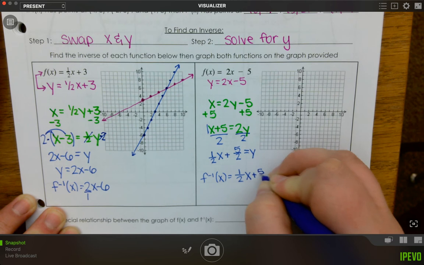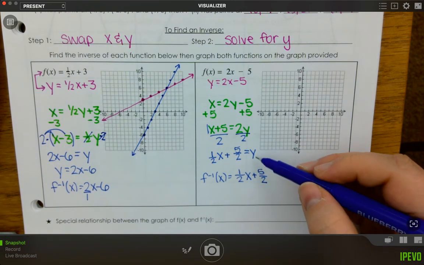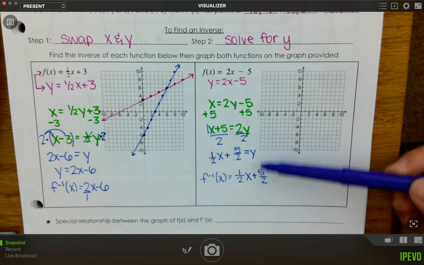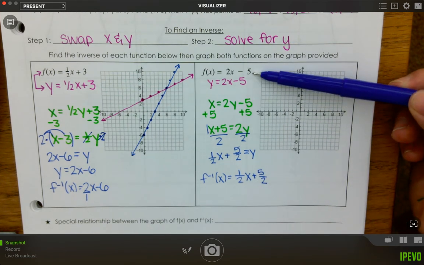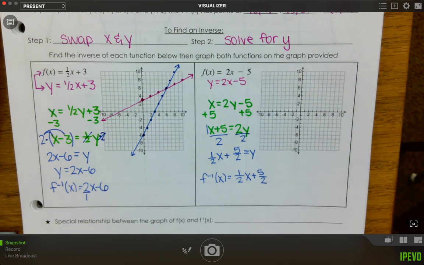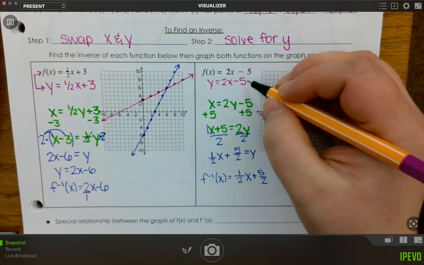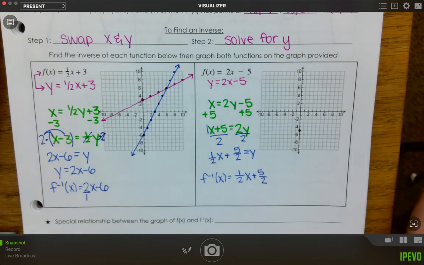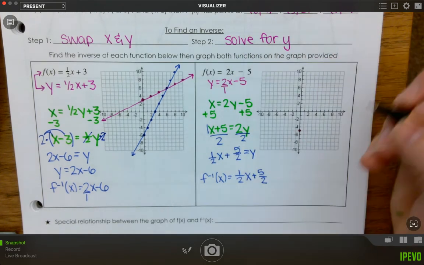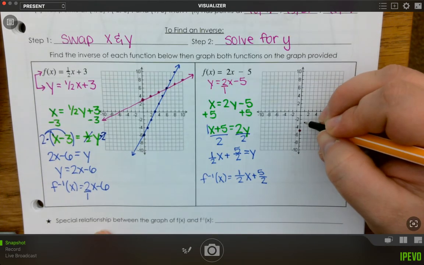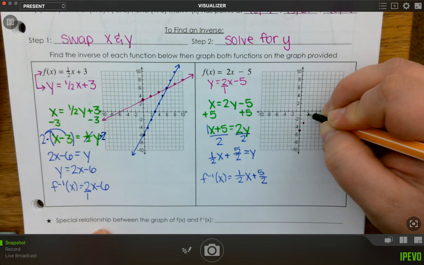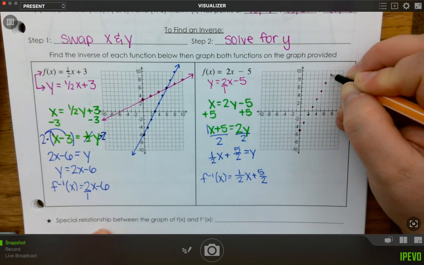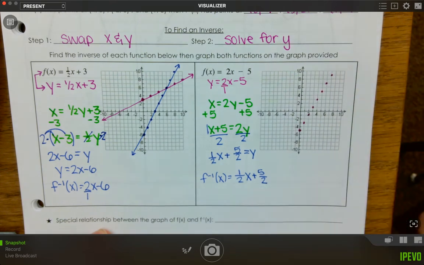The reason why this last step is so important is the whole reason why we don't just use y anymore. Because I need to know that this one was my original and this one is my inverse. Otherwise, I don't know which one's which anymore. So the original is going to start at -5, and it has a slope of 2, or 2/1, just like the inverse did on the other problem. So I'm going up 2/1, like that.